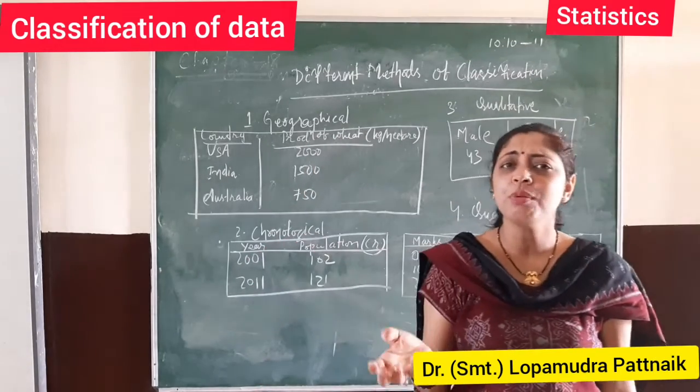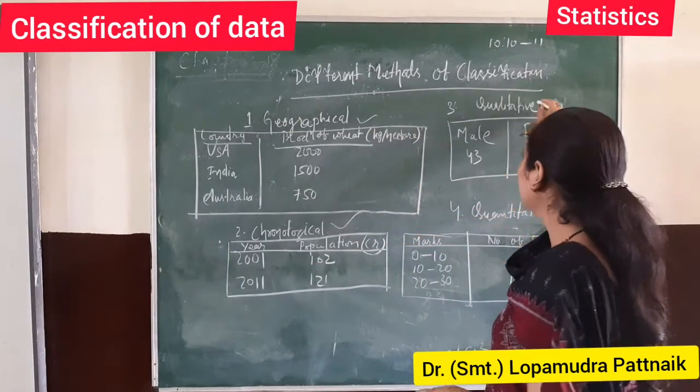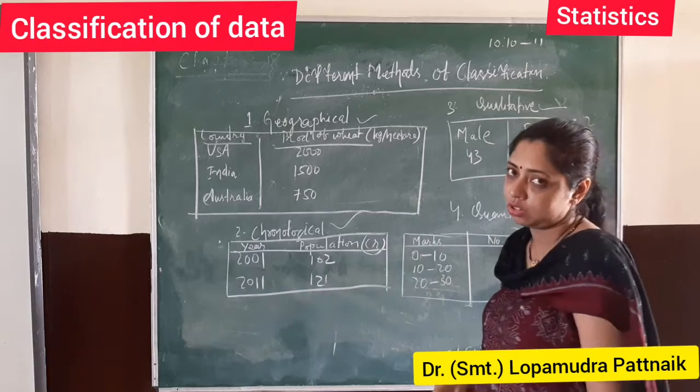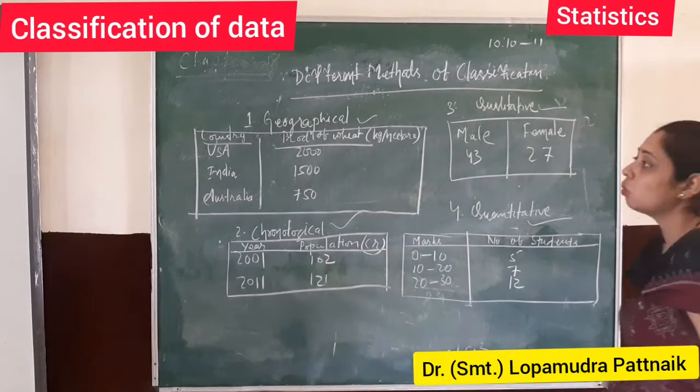There are 4 different methods of classifying the data. First one is geographical, chronological, qualitative and quantitative.